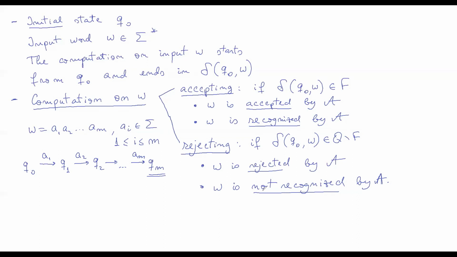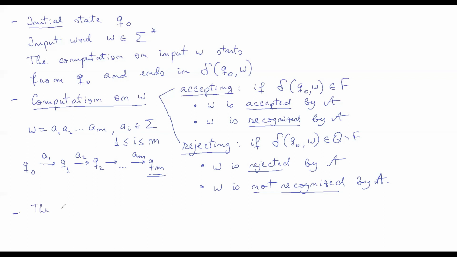So you can think about this automaton as doing, if you like, calculations or computations on the word W, and at the end giving you an answer yes or no, accepting or rejecting, or recognizing or not recognizing your input word. And so with this in place, now I can define the language.